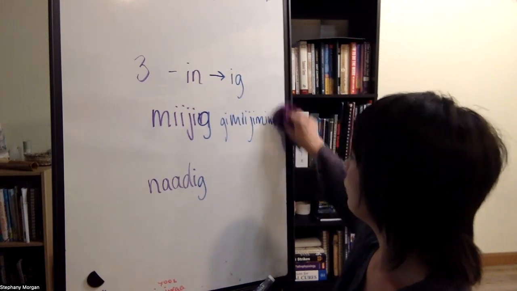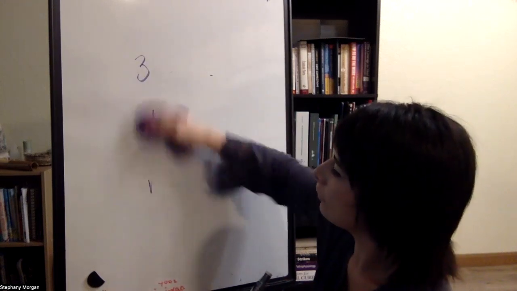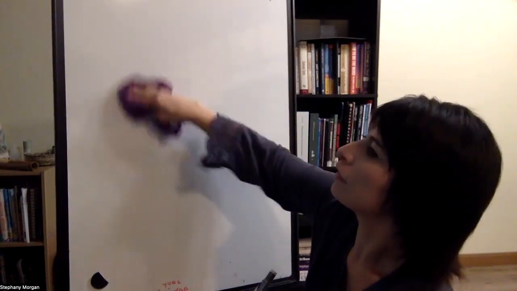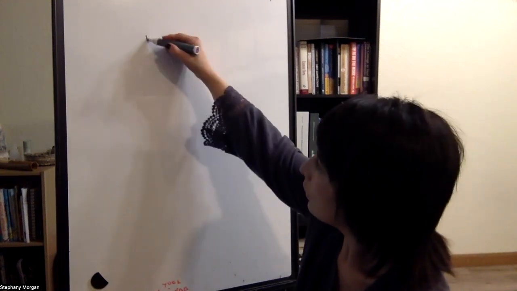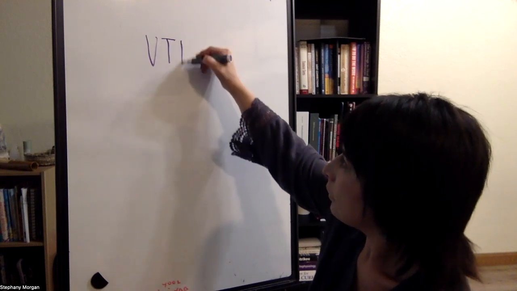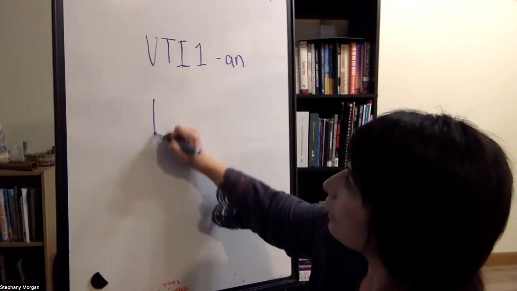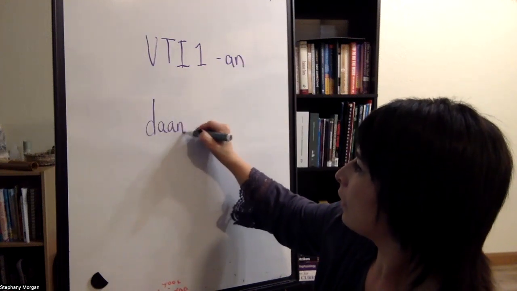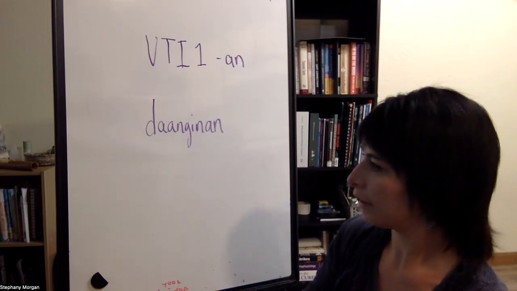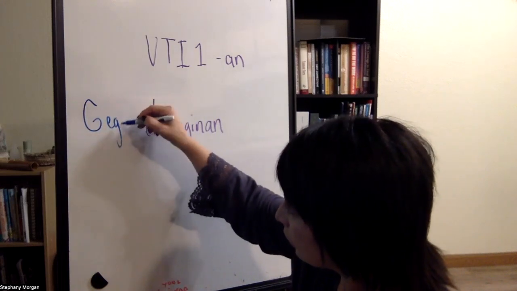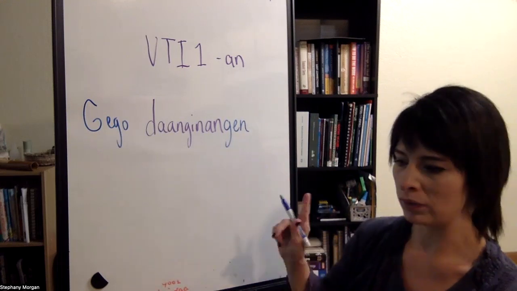Let's see. Now let's do our negative form, our don't commands. So our don't commands for VTI 1s, if you recall, for single person, VTI 1 ends in AN. We had like dan, gin, none, don't touch it. So we had to add gago for don't, dan, gin, none, and then we add gain. So that's one person, don't touch it.